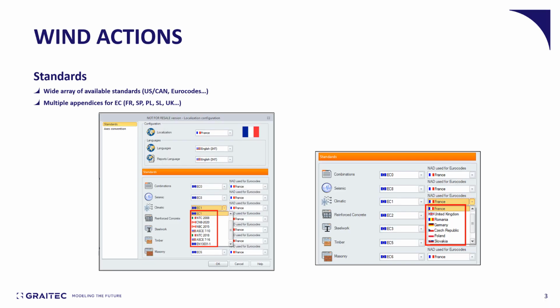So Advanced Design and its climatic generator comes with multiple available standards like American and Canadian codes or even the Eurocodes, and of course for the Eurocodes you will get access to multiple national appendices like the French one, the Spanish one, even the Polish, the UK one, and so on.